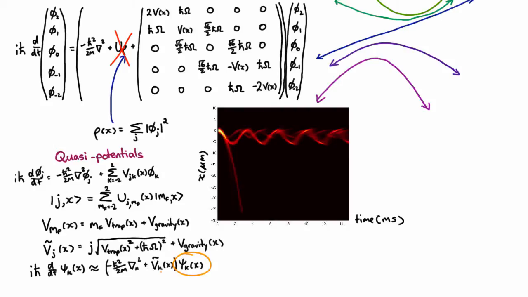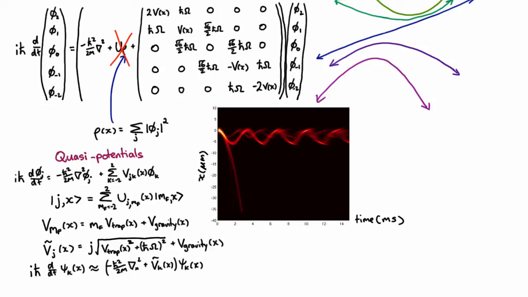where these functions psi are just linear combinations of the old functions phi, but we've chosen those linear combinations carefully so that the Schrodinger equation that we get, this is an approximate Schrodinger equation, but it is approximately equal to a Schrodinger equation that is completely independent for each different component. So instead of having 5 coupled partial differential equations, we have 5 independent partial differential equations that look just like a normal Schrodinger equation, except they have this different potential, and these are called the quasi potentials.